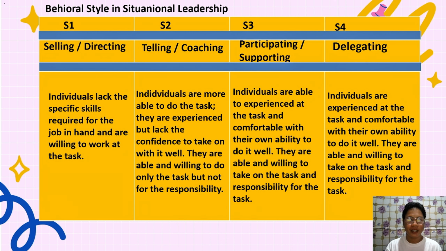So here are the behavioral styles in situational leadership. First we have S1, selling and directing, S2, telling and coaching, S3, participating and supporting, and S4 is delegating. So we will tackle first selling and directing. When we say selling and directing, this leadership style provides clear instructions and closely supervises the task because the individual does not yet have the skills needed. However, since they are willing and motivated, the leader also explains decisions and encourages questions to build understanding and confidence.